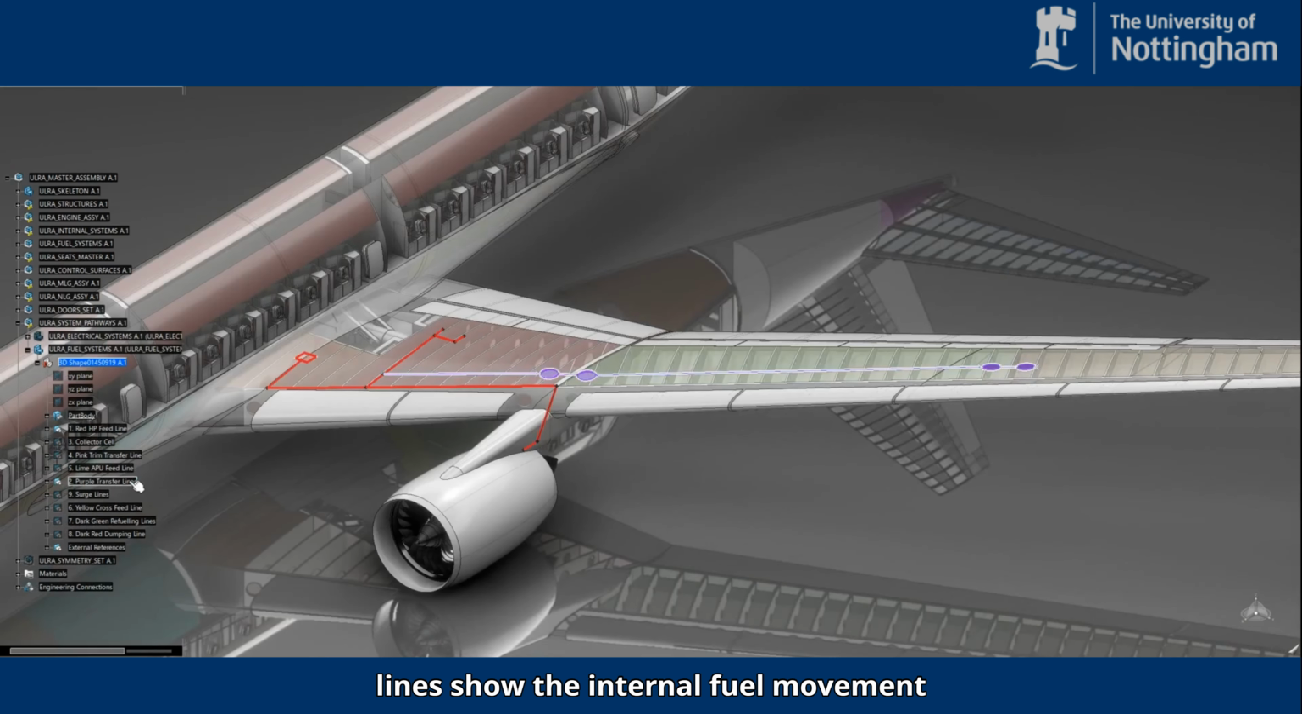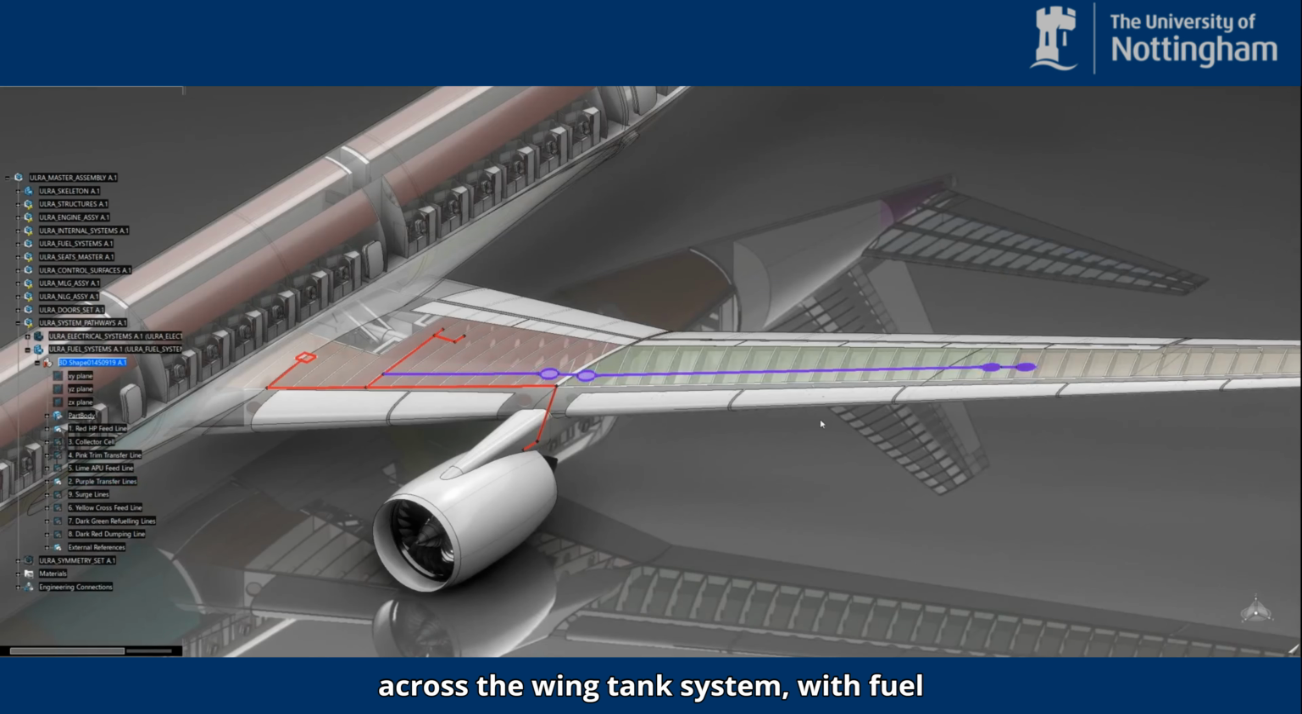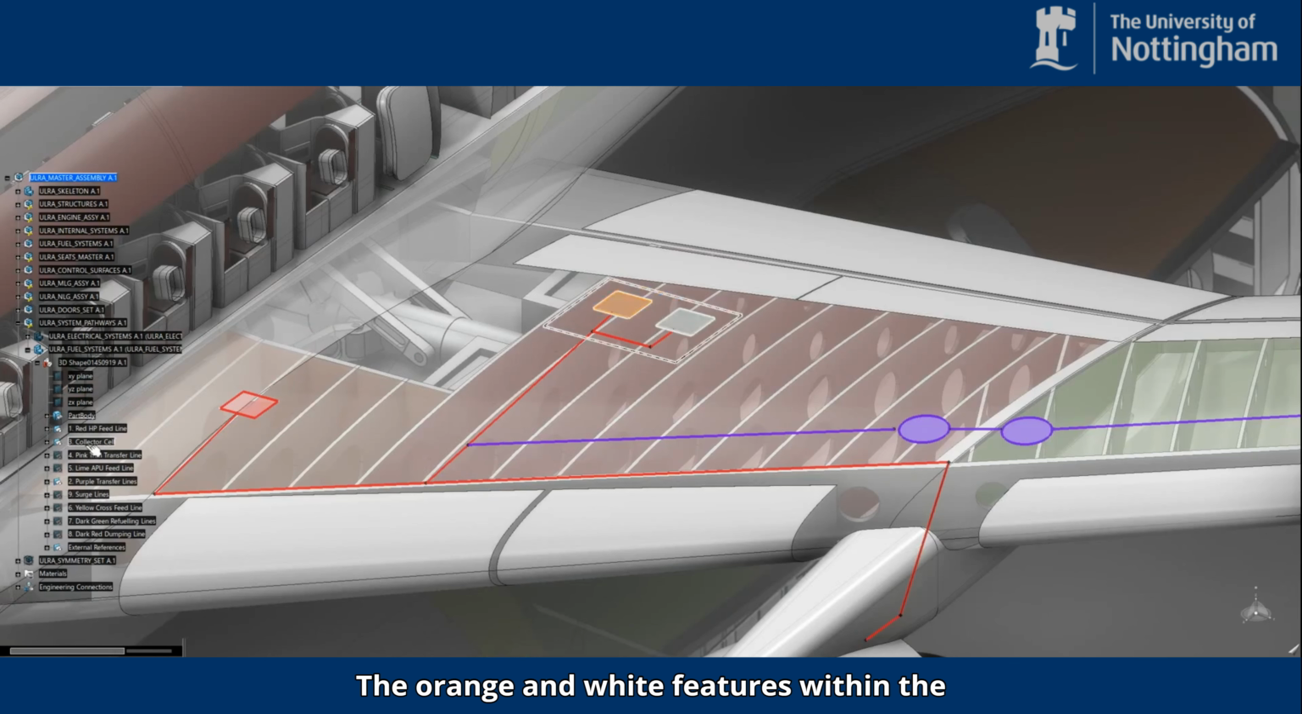The purple transfer lines show the internal fuel movement across the wing tank system, with fuel from the outer, mid, and inner tanks progressively transferred inboard towards the collector, allowing the tanks to operate as a coordinated network. The orange and white features within the collector region represent the boost and standby pumps. Together with the central boost pump, these define the inboard wing route as the main fuel management and feed zone.